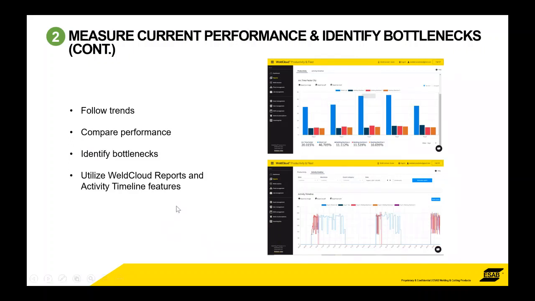So that's the second step: measure the current performance, where you are, and identify bottlenecks. And the important thing here is, of course, to do this before you actually start doing something, so you understand where you are today. What is your current performance level today?